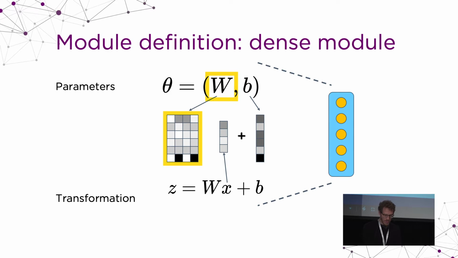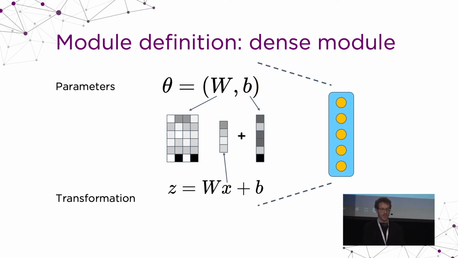My module will take it as an input. I will take the matrix multiplication Wx plus this bias B. So it will be the transformation. It will be how I take a data as an input and how I transform it as an output.